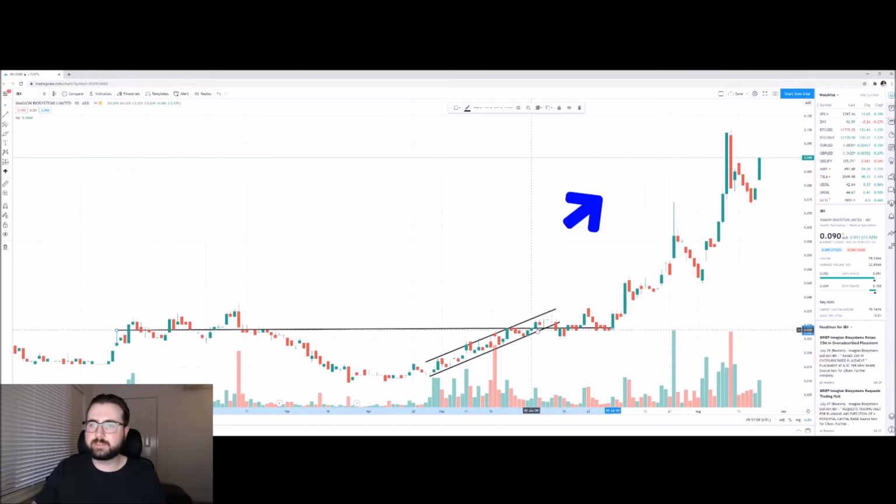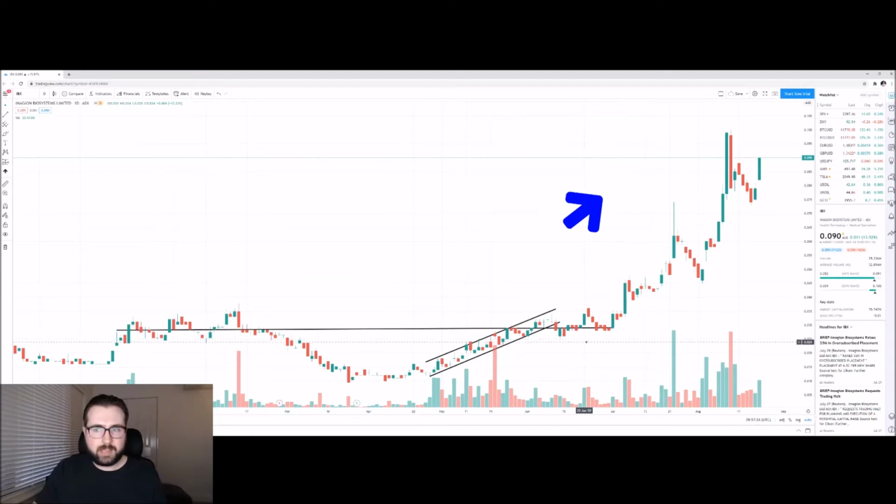It broke through the resistance, which was great, through the channel, but then it went back and tested it again, and you can see it dropped a few times underneath that point. That's fine, it's come back up. There haven't been any drastic changes occurring.